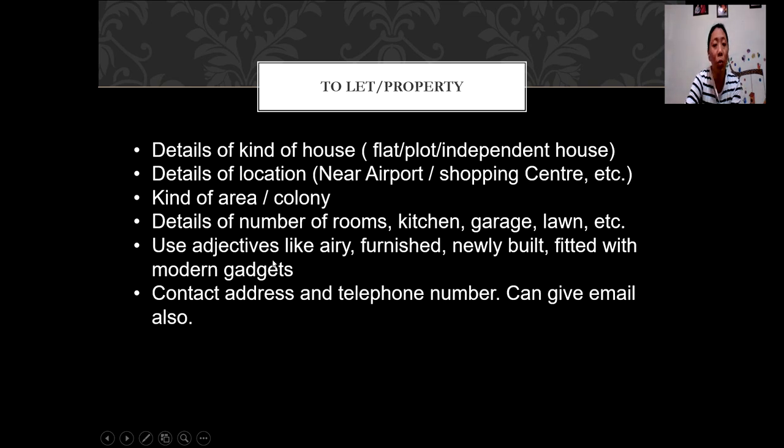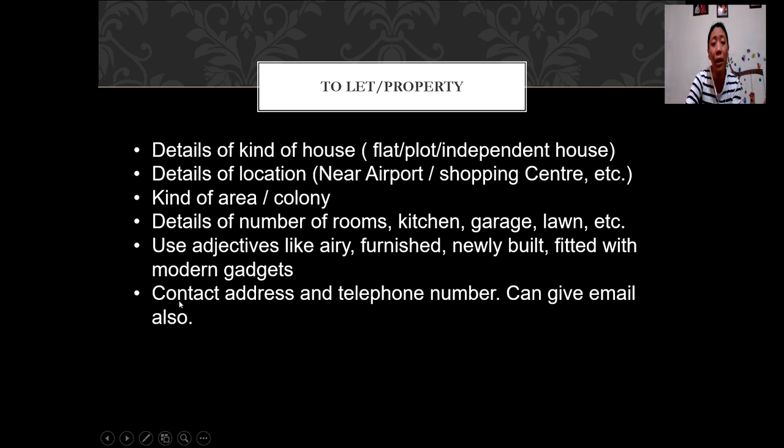Use adjectives like airy. Adjectives means the words that describe a noun. So here the adjectives could be like airy. Airy means with proper ventilation, air flowing in and out. Furnished means well equipped with furniture. Newly built, if you have recently built the house, you can use such an expression, newly built. Fitted with modern gadgets, right? So to describe your house, these could be the adjectives that you might find useful.